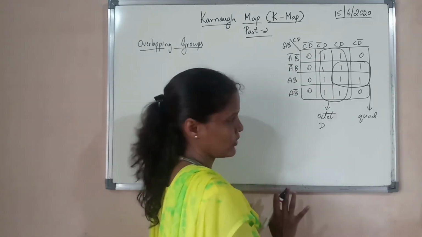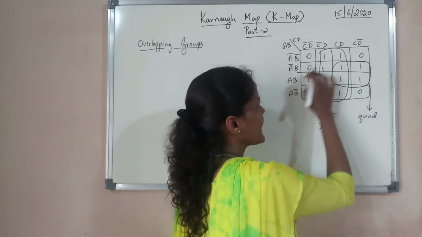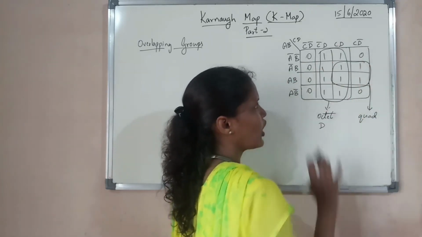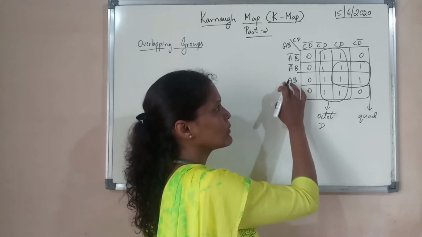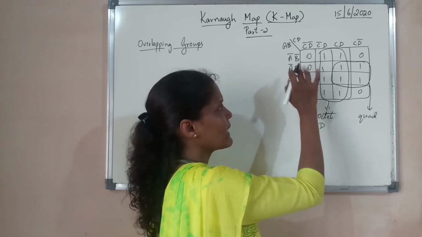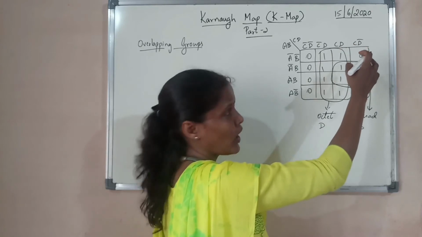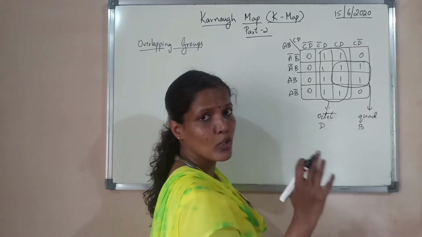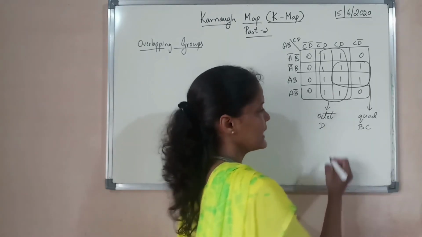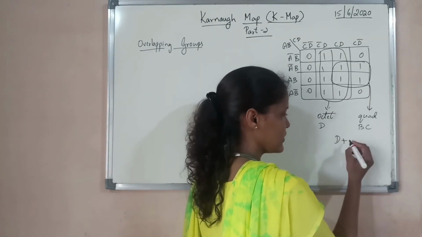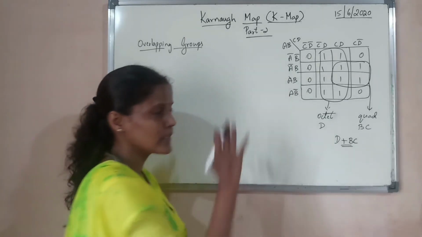So I have written D. When I come to the quad, I have to consider these two rows and these two columns. In these two rows, A is present in both complemented and uncomplemented form. So A will be eliminated. So I will be left with B. Coming to these two columns, D is present in both complemented and uncomplemented form. So I am left with only C. So BC. Combine these two terms. So D plus BC is the final simplified expression for this particular K-map.